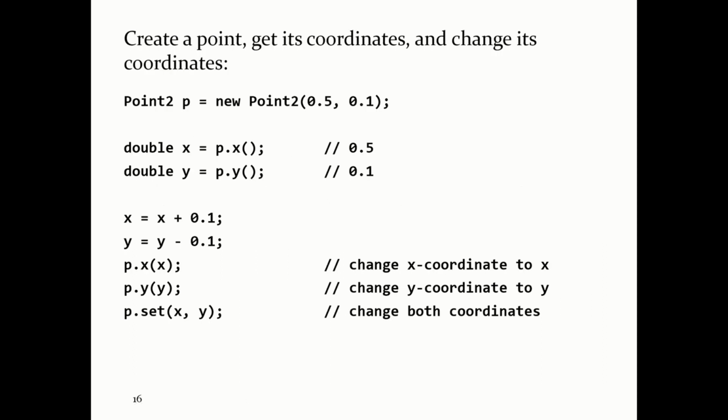Right, so here's an example of using a Point2 object. I make a Point2 object, its coordinates are 0.5 and 0.1. Point2 has a non-static method called x, which returns the x coordinate of the point. So p.x() returns the x coordinate of the point referred to by p, which is 0.5. p.y() returns the y coordinate of the point p, which in this case is 0.1.